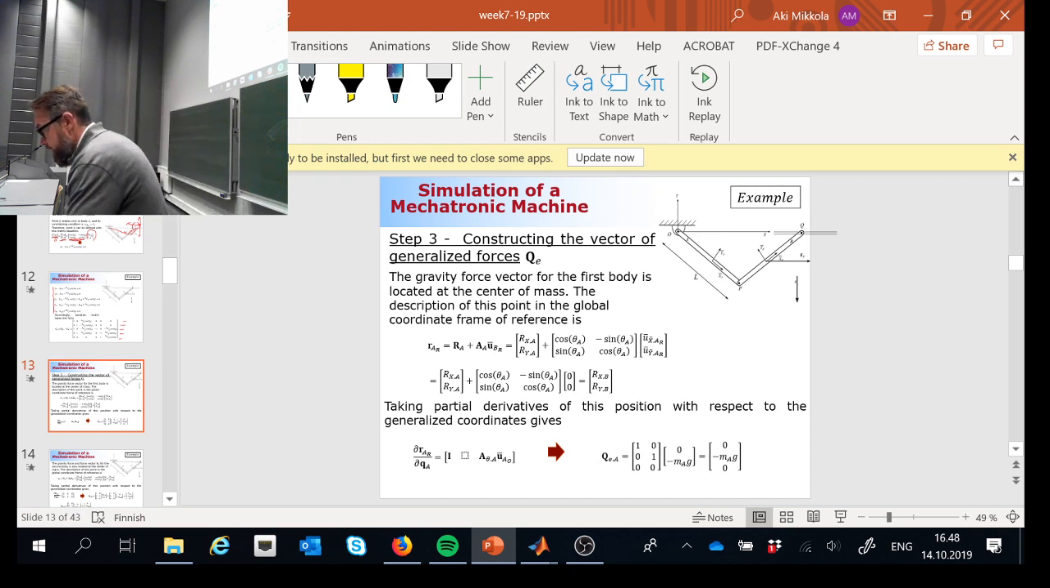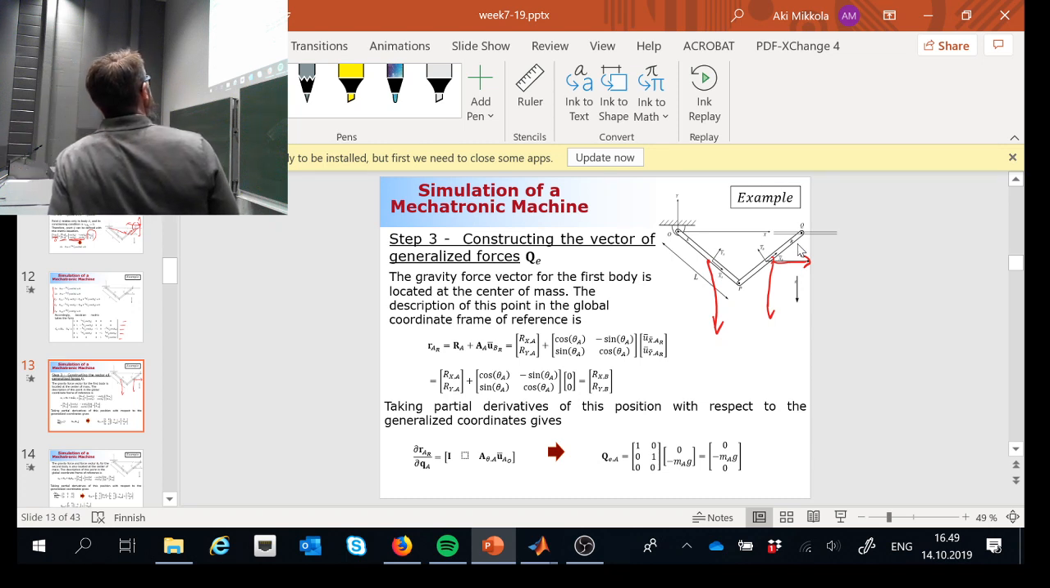Step number 3 is to create the vector of generalized forces. Now we have gravity applying to both bodies. The first gravity force is applying here in the center of the mass, and here's the second. Then there's one additional force vector pointing in the global x direction, located in the body reference coordinate system of body B. Those are the 3 forces applying in the system.